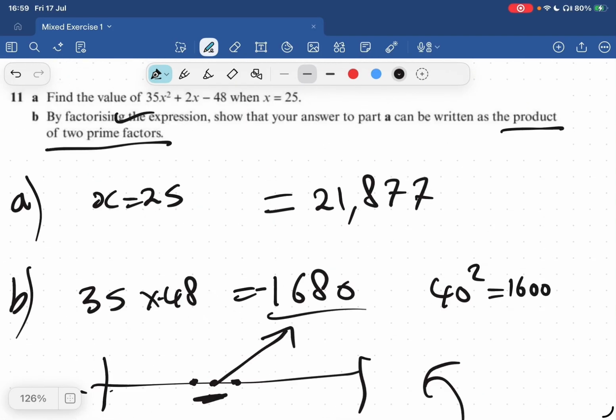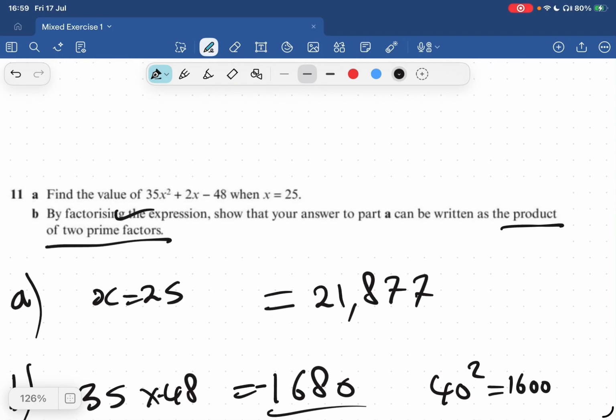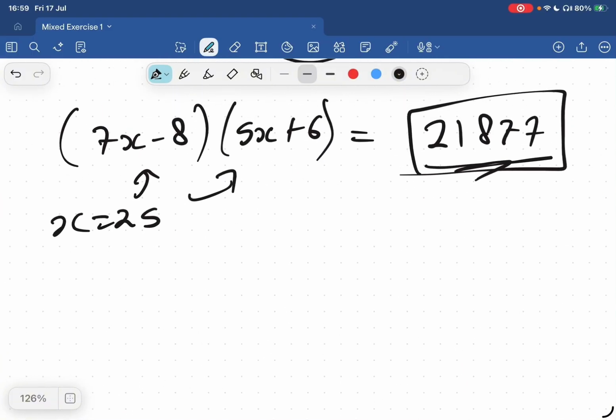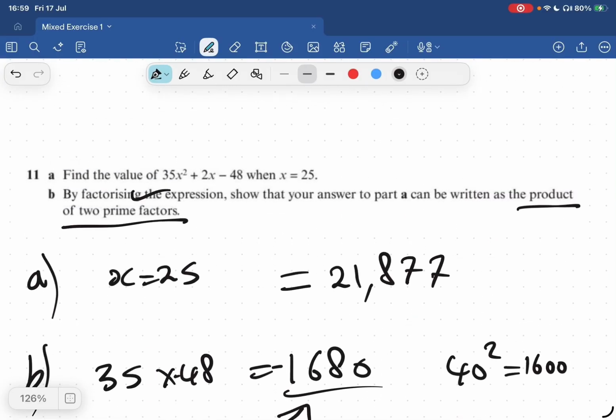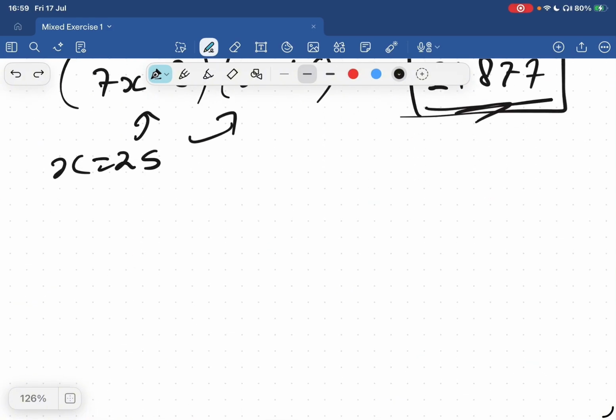But how can I convince you that this then shows two numbers that can be written as a product of two prime factors? Why is 7 times 25 take away 8 prime, and why is 5 times 25 plus 6 prime? Why are these two prime? Well, that's about why it's going to have to. They're going to have to be prime, because you're showing something. So let's just sub in, see what you get.